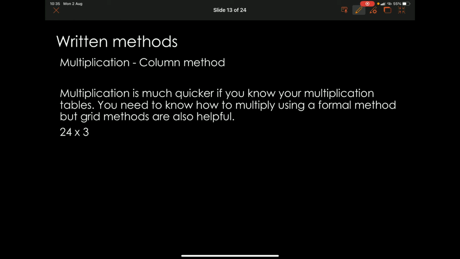Okay, let's move on then. We're going to do some multiplication now. So there's different methods here. We're going to start with the column method. Why don't you pause the video, have a go at doing this in the column method way, and then press play for the answer.